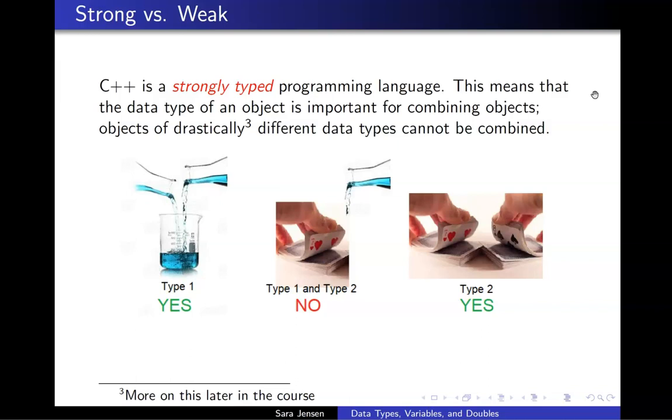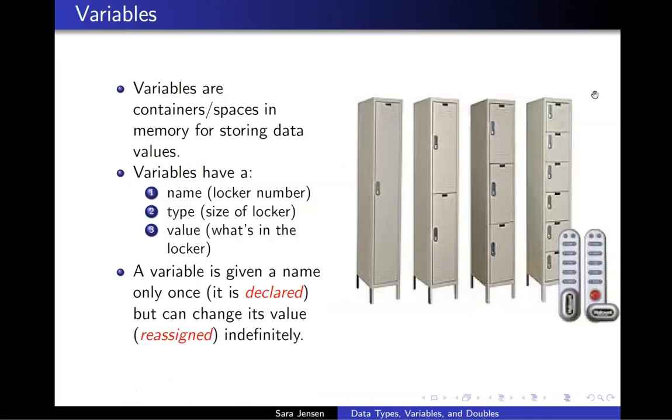There are some exceptions that we'll learn about later in the course where we can have different data types on an object and we'll still be able to combine them, but they have to be sort of similar. Something we'll see examples of later. Now, I've been using this word object, but another word that I could be using is the word variable to represent an instance or an example of a data type.